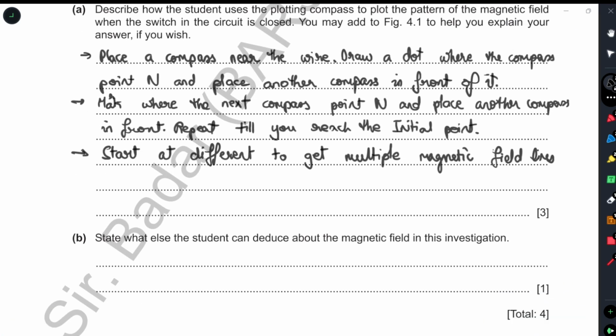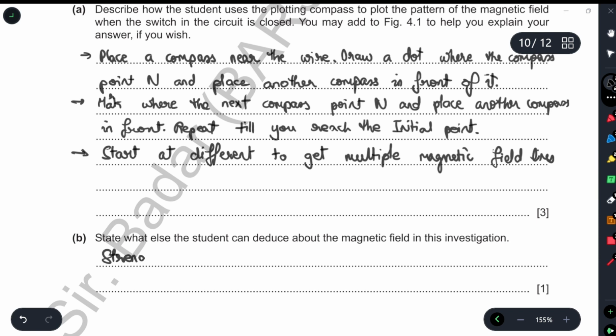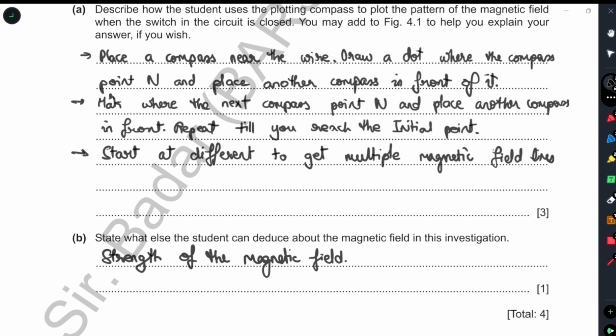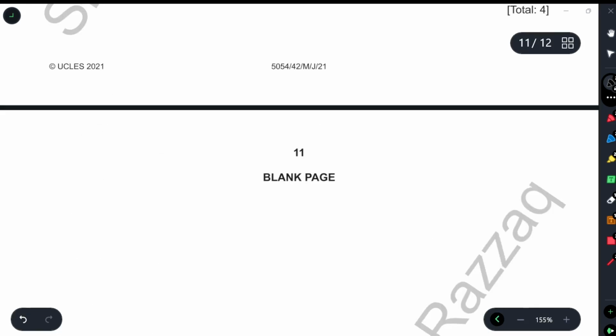State what else the student can deduce about the magnetic field in this investigation. So जाहिर सी बात है, strength of the magnetic field by seeing how far the field lines are. The direction, जाहिर सी बात है, जो आपको direction मिलेगा. So we can just write down strength of magnetic field. That should be plenty. ठीक है, हमने strength of the magnetic field लिख दिया है यहाँ पे. So yeah, any more questions? I doubt that. No more questions.